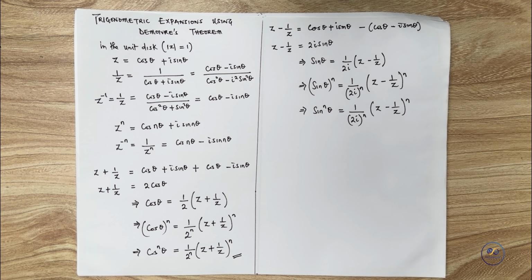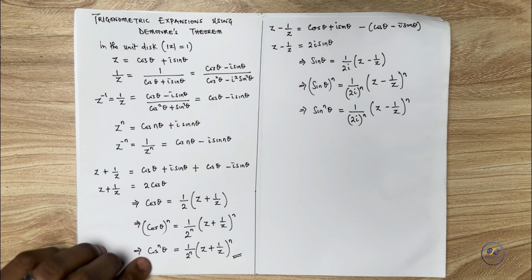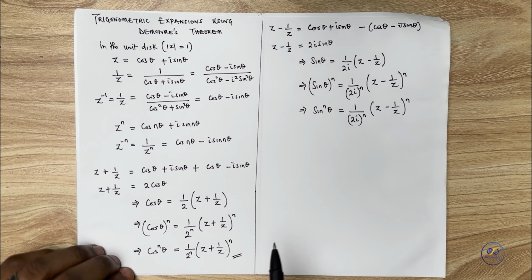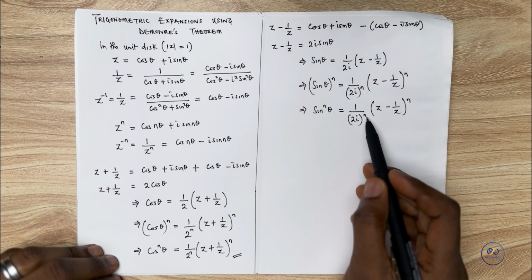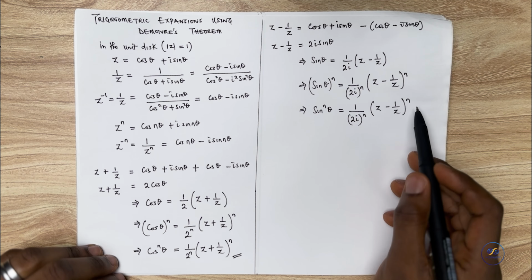Now, it is very interesting to note that based off this, we can extend this concept into finding out what the representation for cos n theta and sin n theta will be. Now remember, we have checked that cos^n theta will be equal to 1 divided by 2 raised to the power n, into z plus 1 over z to the power of n. And then sin^n theta is equal to 1 over 2i all raised to the power of n, into z minus 1 over z raised to the power of n.